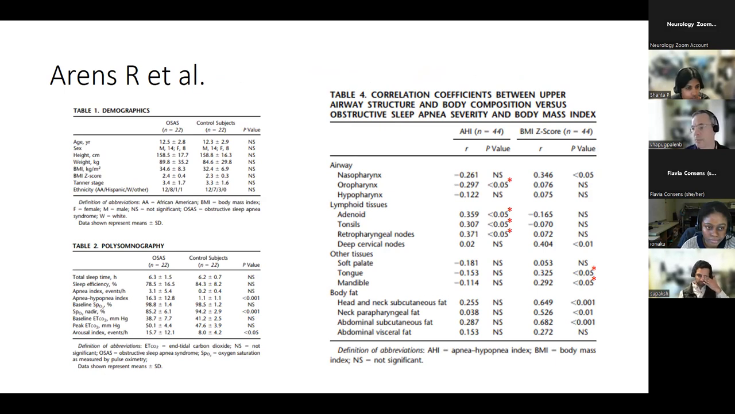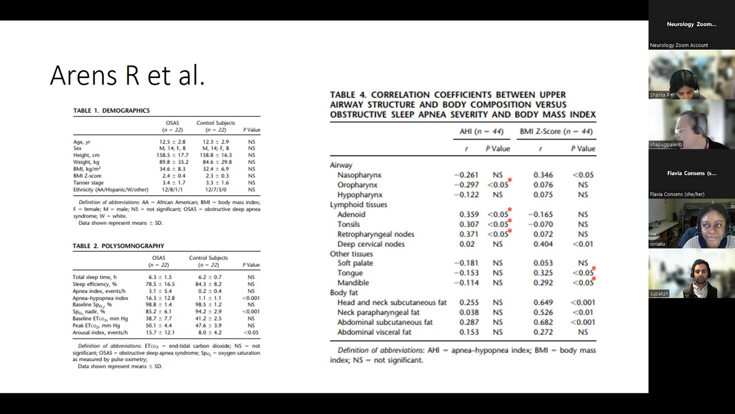This was mostly looking into mechanisms. They looked into demographics, PSG findings, and correlation coefficients. The mechanism of pediatric OSA is actually poorly understood. The assumption is that there's fat at the level of the pharyngeal soft tissues that contributes to collapse and vulnerability of the airway, and fat in the thoracic and abdominal walls that reduces respiratory function. But is that really the case?